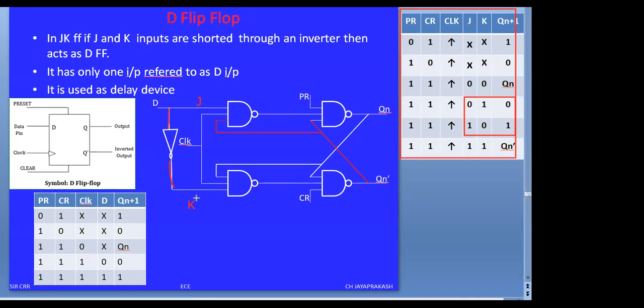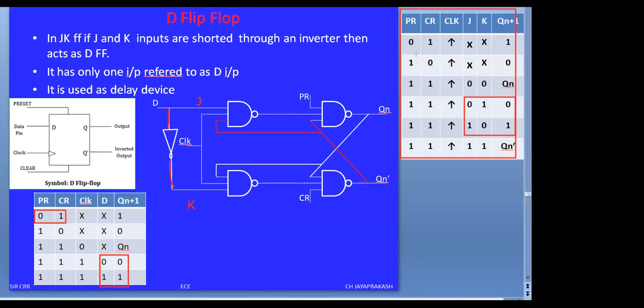And now D ki only one condition vastundi. When D equals 0, when D equals 1. We are going to check only this condition. D 0 ఉన్నప్పుడు ఏంటి, D equals 1 ఉన్నప్పుడు ఏంటి condition. And the remaining things are same now. If you observe here, the first condition, when preset is 0 and clear equals 1.